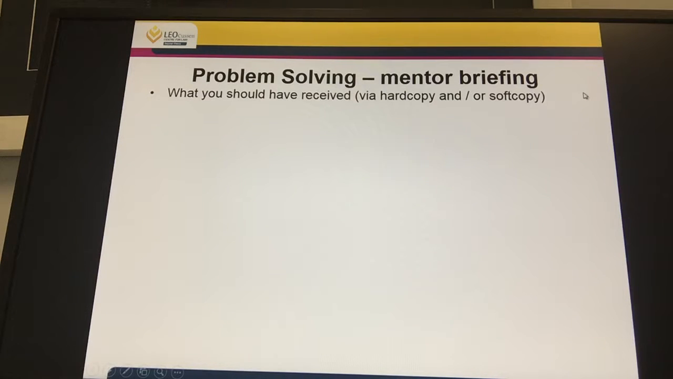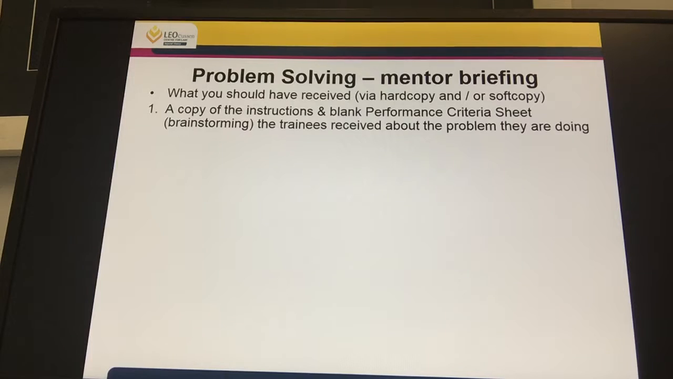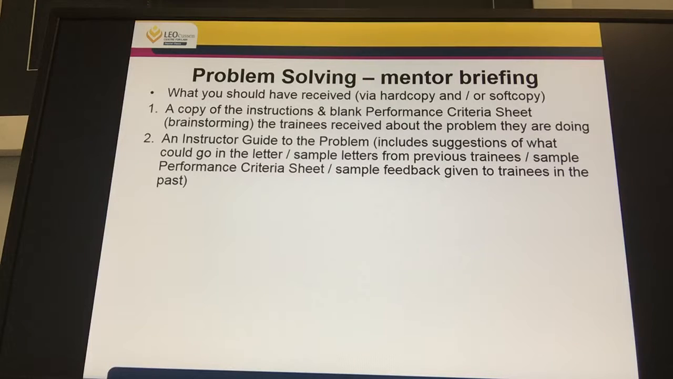In terms of what you should have received, I've sent out today in hard copy, but I'll also send out by email, soft copy, a range of things that might hopefully give you a bit of an idea of what's going on with the topic. You would have received the fact scenario instructions and a blank performance sheet which the trainees get for the problem that you are doing, which I think you should be aware of. There's also an updated instructor guide to the problem that you're doing. That includes suggestions of what could go in the letter, some sample letters, a sample performance criteria sheet, and some sample feedback given to trainees in the past. And I think you'll find that useful.